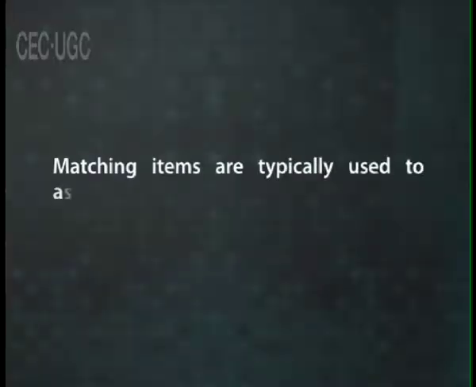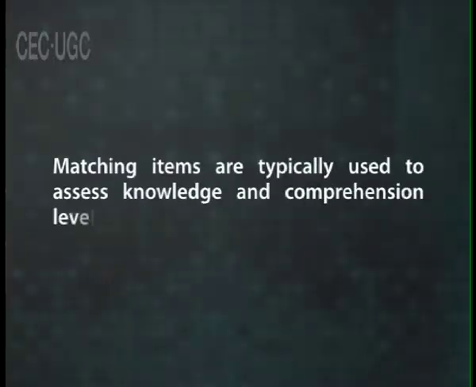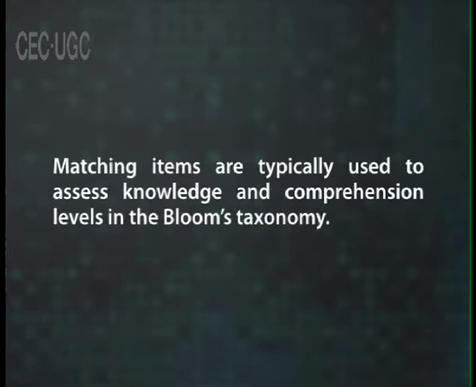In a matching question, direction should be given to indicate the basis on which students should match the premises to responses. Let us take a look at the given example of matching type questions. Here, items in column A are called premises and items in column B are called responses. The basis on which these items should be matched is given as directions. Matching items are typically used to assess knowledge and comprehension levels in the Bloom's taxonomy.